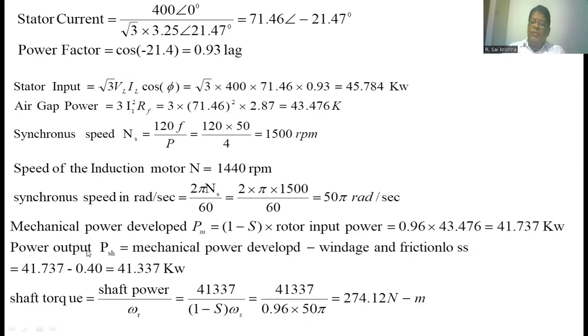The power output, nothing but shaft power, equals mechanical power developed minus windage and friction losses. So 41.734 minus the windage and friction loss, which is also given in the numerical. You take that value, you are getting 41.327 kilowatts. Shaft torque equals the power available at the shaft divided by the angular speed of the shaft, that is omega r. Now you take this value, shaft power is 41.337 kilowatts, which you convert into watts, divided by (1 minus S) into omega s. Omega r equals (1 minus S) into omega s. Substitute all the values, finally you are getting 273.12 Newton meter.